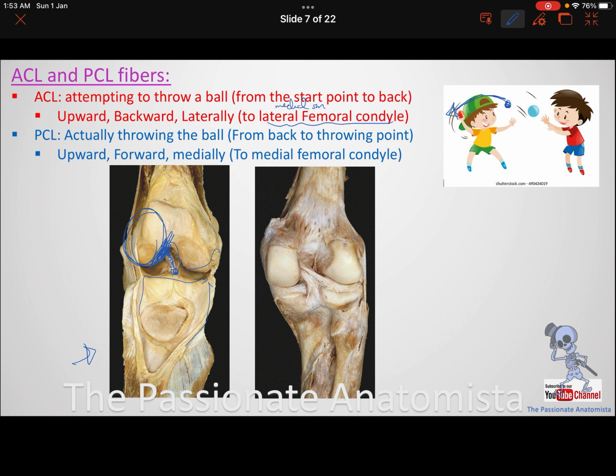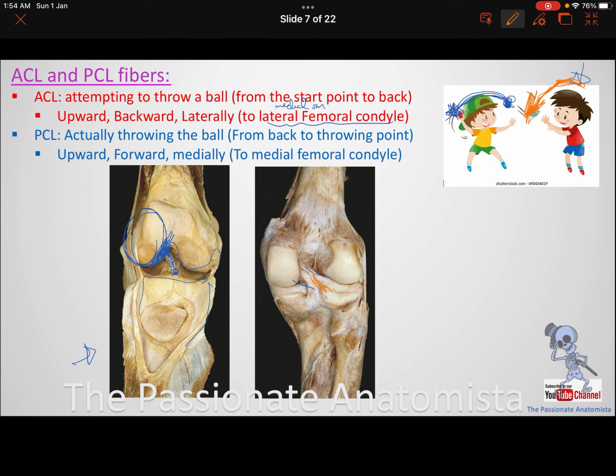Now if you think about the opposite, which is the PCL, think about a kid who is ready to throw the ball. That first kid was getting ready to throw the ball but didn't throw it yet, from the starting point to all the way lateral from his body. Now the other boy wants to throw the ball medially. If he throws the ball, it will come from the posterior aspect. It will run upward, forward, and medially. If you look at this ball, it runs upward, forward, and medially.